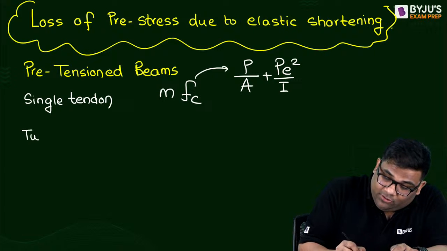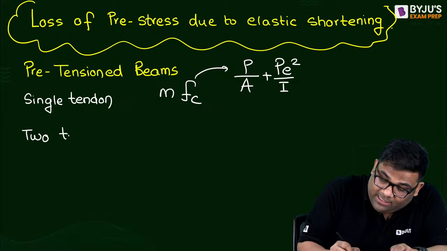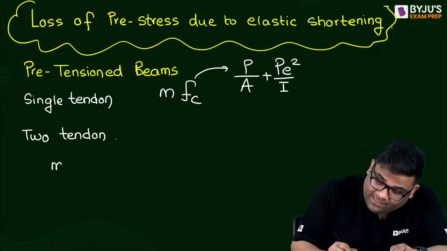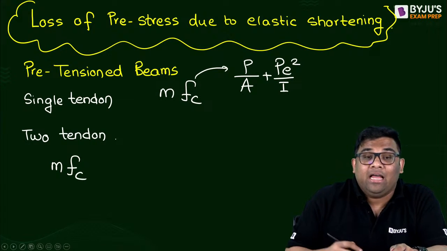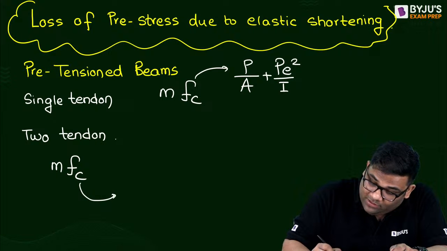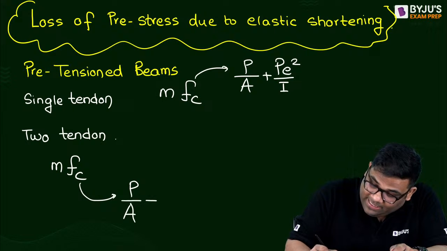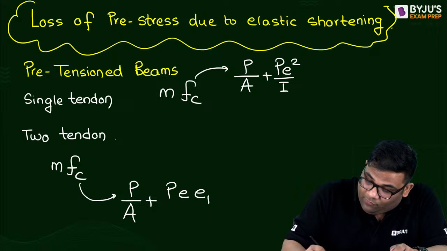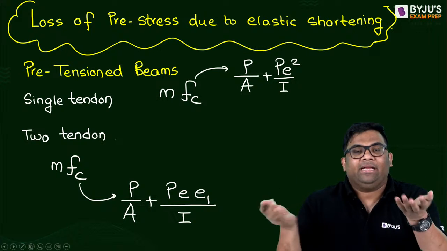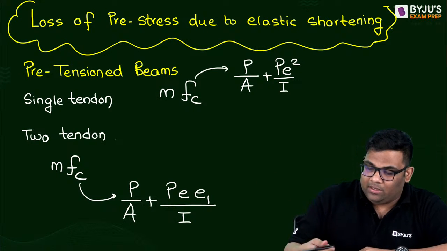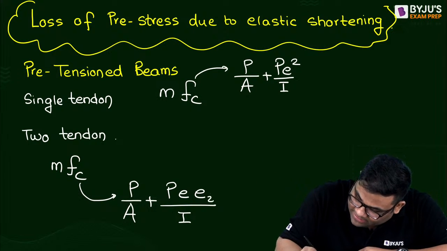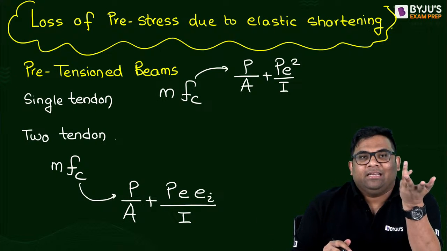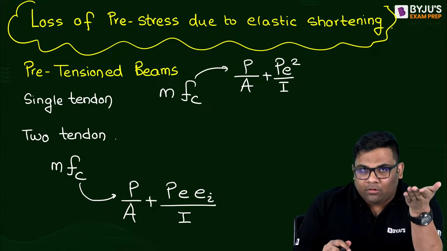And if there are 2 tendons, what will we do? If there are 2 tendons or multi-tendon, 3 tendons, 4 tendons, what will the formula be? For any one tendon, m into fc will remain. The m into fc formula will be the same, only what will fc be? fc will be P by A plus PE into E1 by I, if you are finding it in tendon 1, or I can generalize it as the ith tendon. If there are 3, then E3. If there are 4, E4.